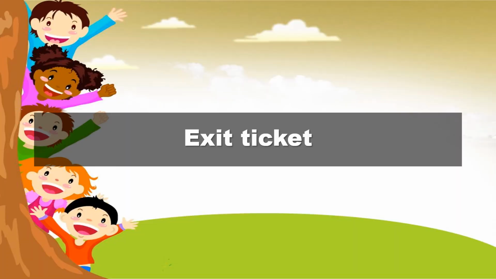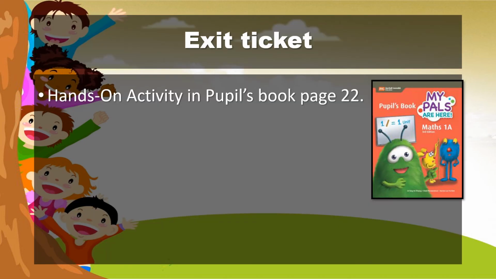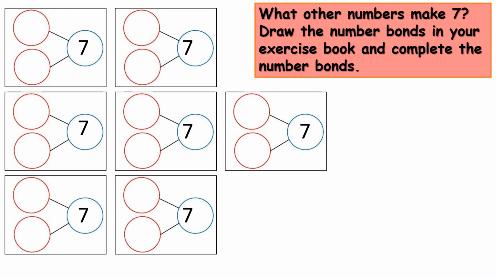Okay, students, we have come to the exit ticket part of today's lesson. For today's exit ticket, please do the hands-on activity in Pupils Book, page 22. What other numbers make 7? Draw the number bonds in your exercise book and complete the number bonds.